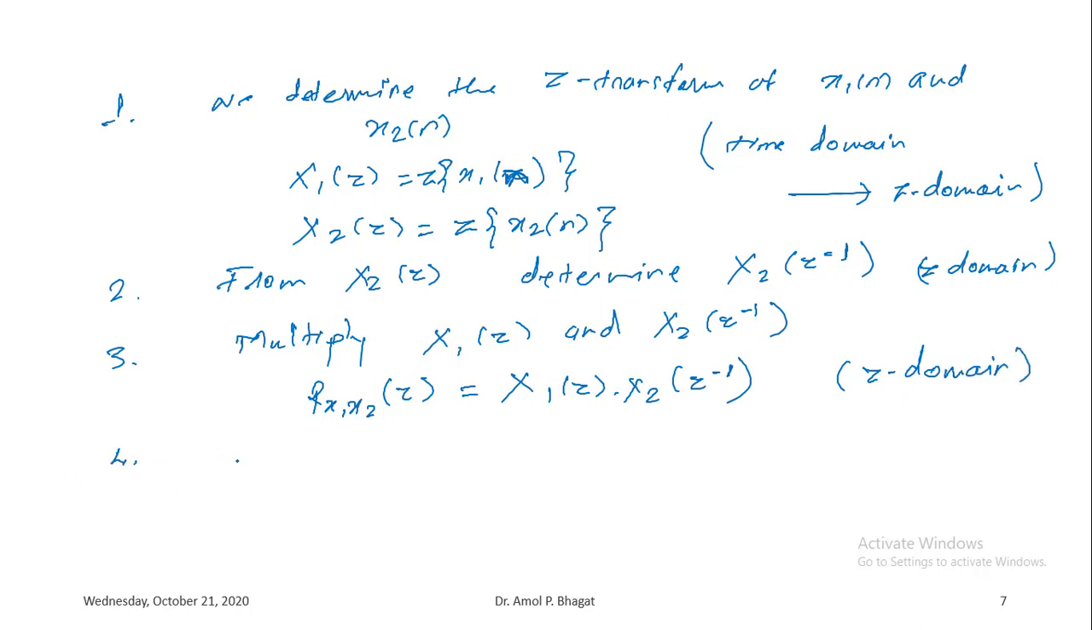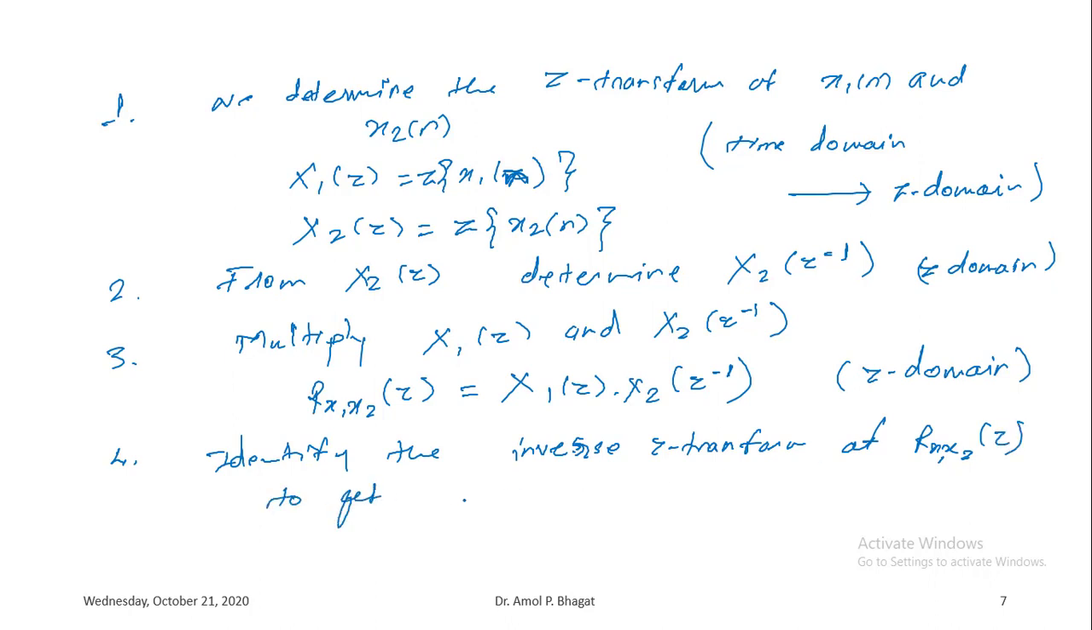And in fourth step, identify the inverse z transform of r x1 x2 of z to get r x1 x2 of l. So here the z domain signal is converted back to time domain. Okay. So this is the process of identifying the correlation by using correlation property of z transform.